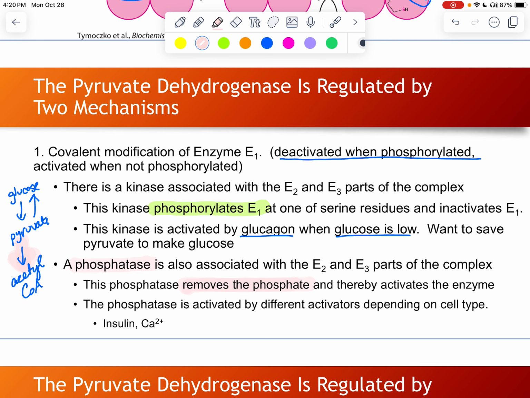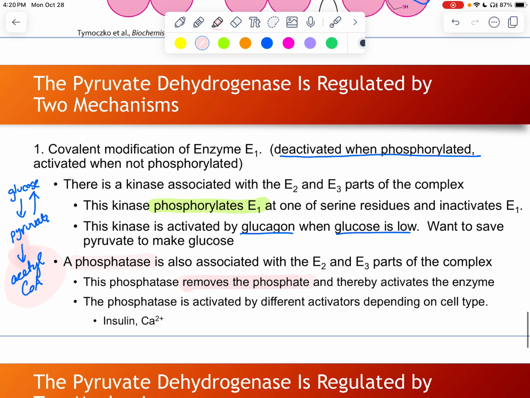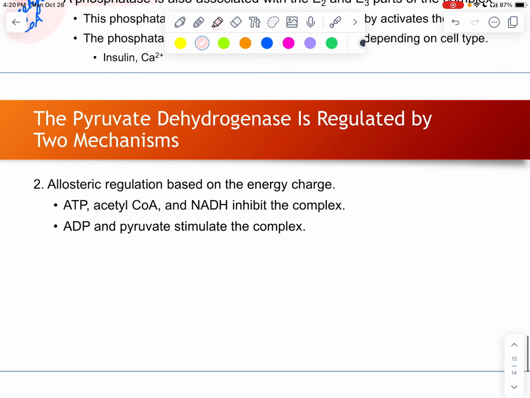Another one is calcium. Calcium is generated in muscle cells, released upon contraction. So if you are using your muscles a lot, generating a lot of calcium, you're going to need a lot of energy. And so we're going to want to take the pyruvate down to that acetyl-CoA to feed into the citric acid cycle, which we will see will help us with our energy needs. So one way this is regulated is covalent modification.